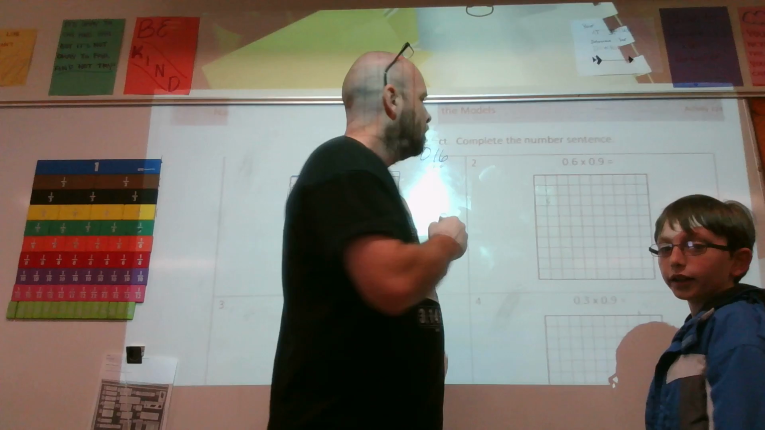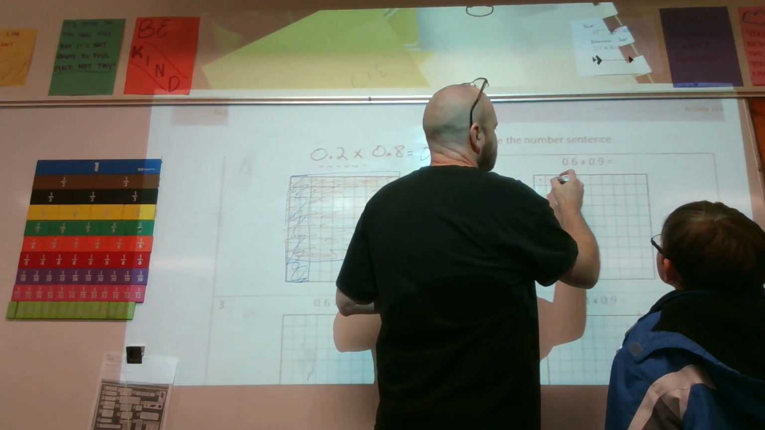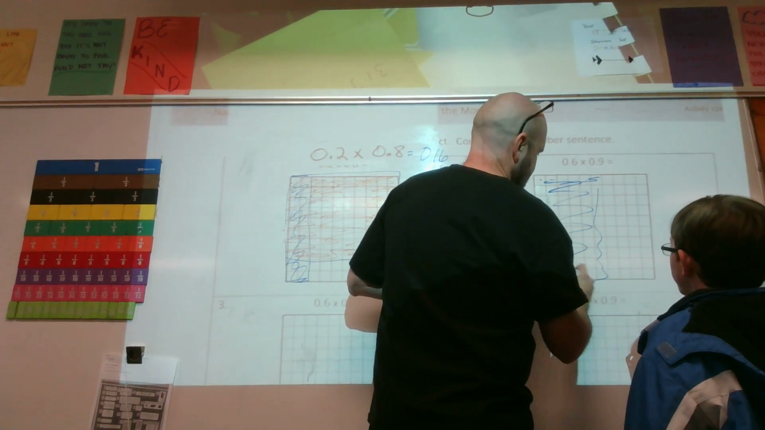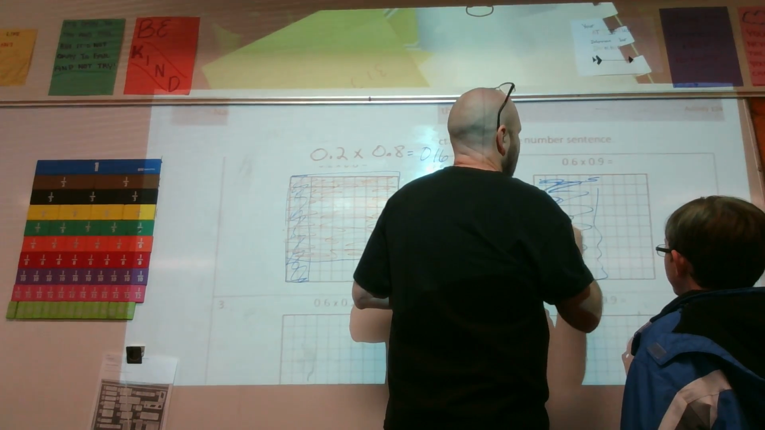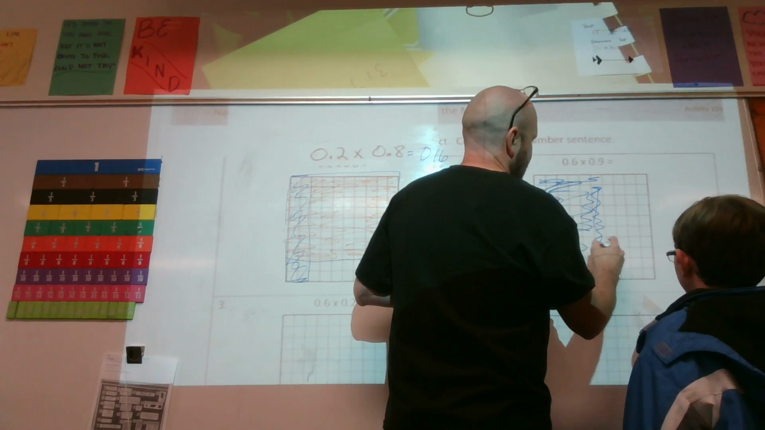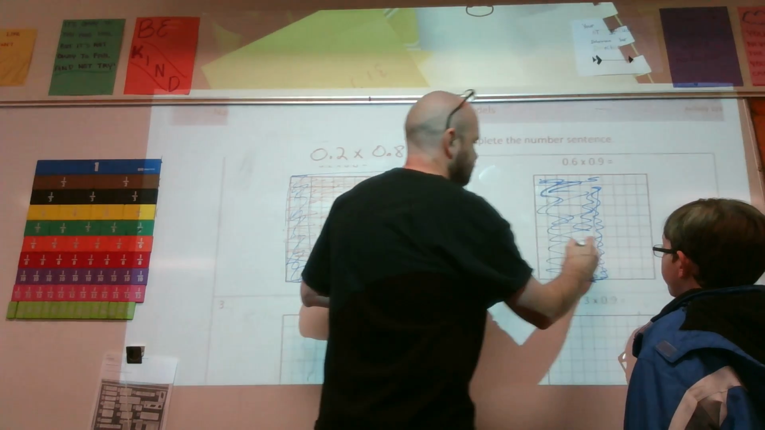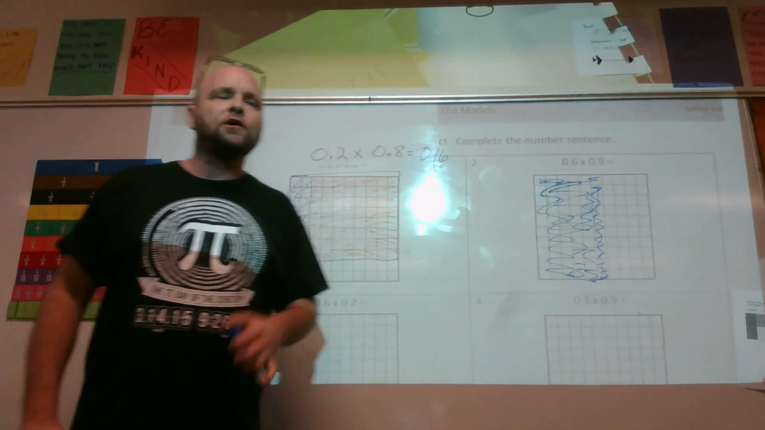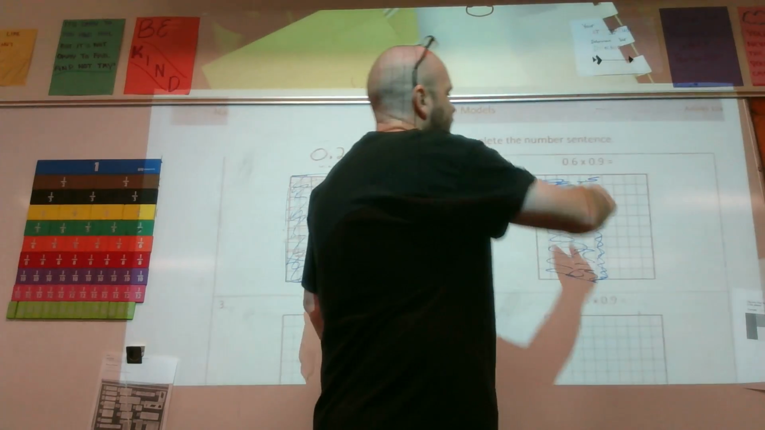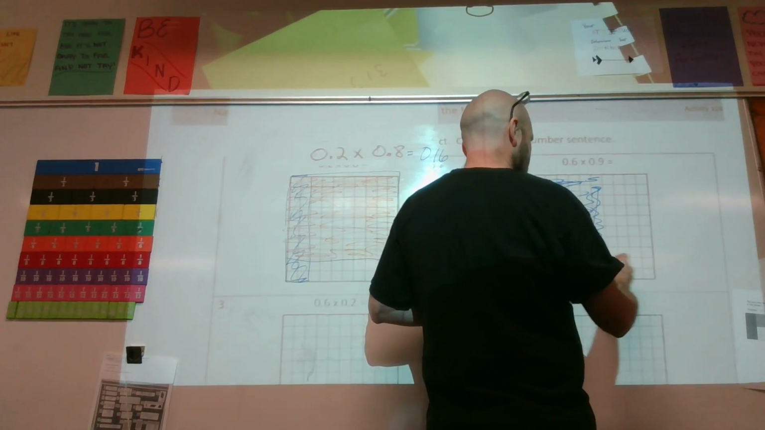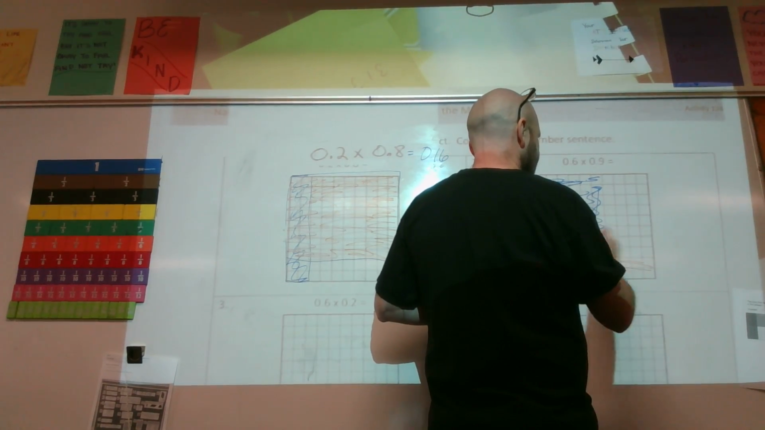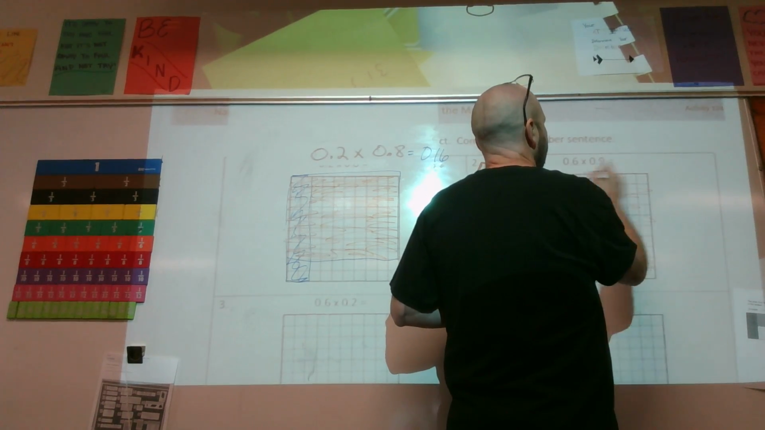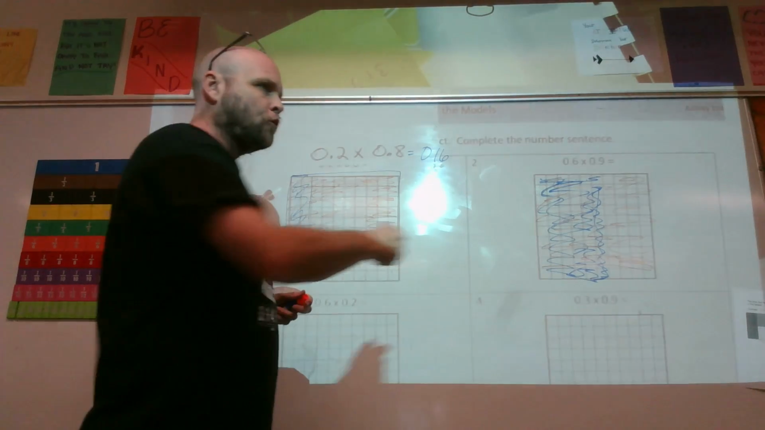Okay, you're going to go on this one. We're going to shade in 6 columns, and then 9 rows. Yes. So you shade in 6 columns for number 2. Then you're going to shade in 9 rows. 1, 2, 3, 4, 5, 6, 7, 8, 9. Just do 1, 2, 3, and 4 for right now.